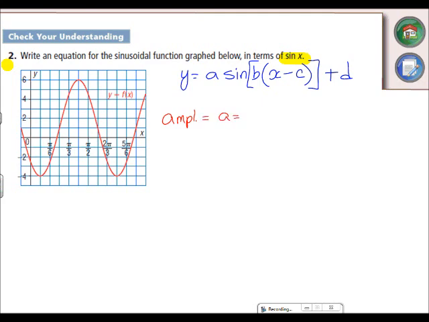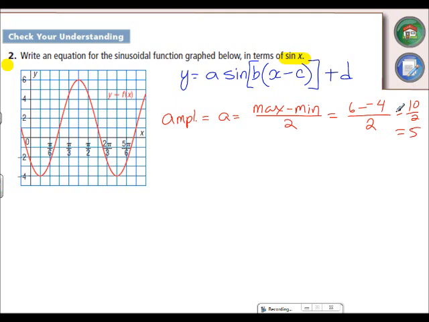And we find that by doing your distance from the max to the min, max minus the min, and we want half of that distance. So find your max value, 6, subtract your min value, minus -4, divided by 2, which gives us 10 over 2. Our A value is 5.